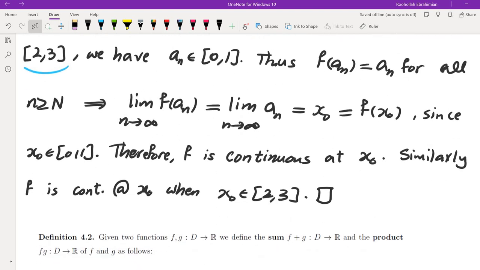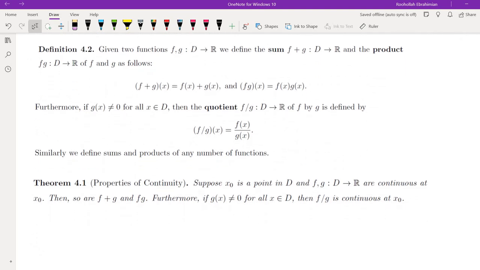Okay, so next we're going to talk about some properties of continuous functions. As I said, we started with the definition of continuous functions. Then we did 3 examples. Now we're going to talk about some properties of continuous functions.